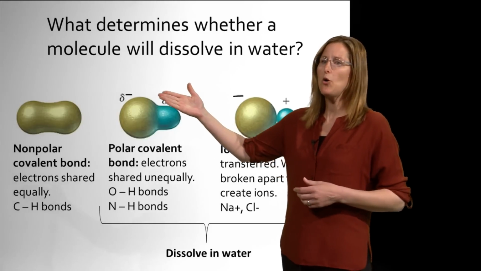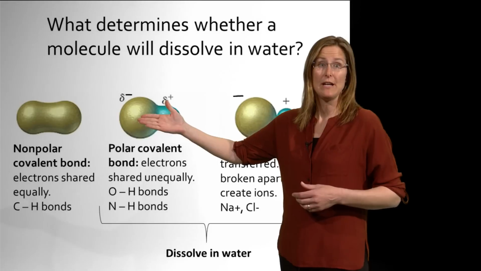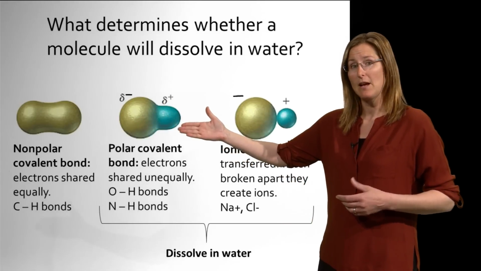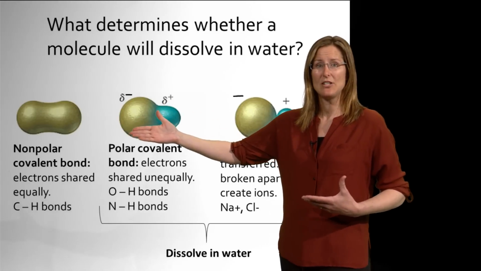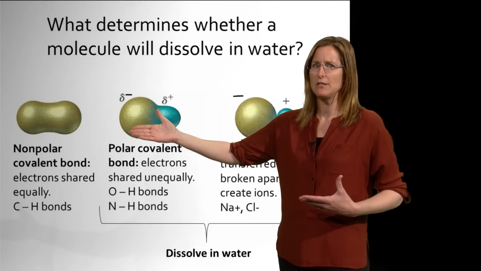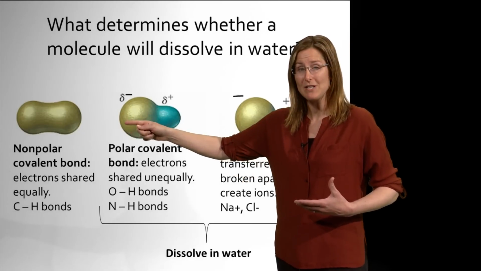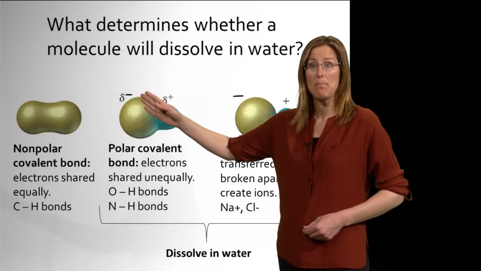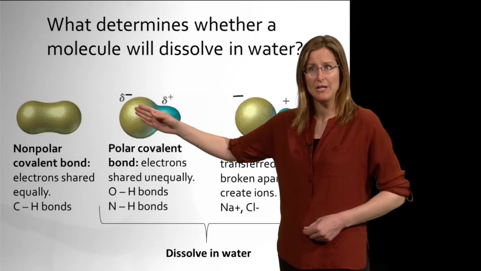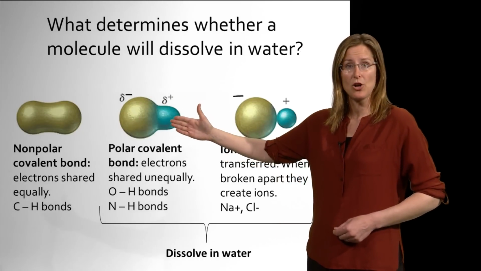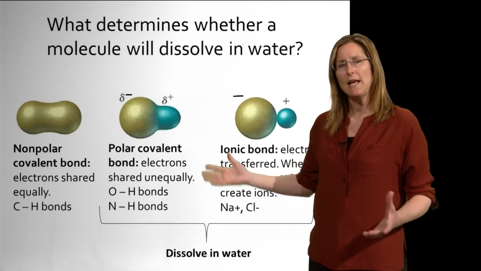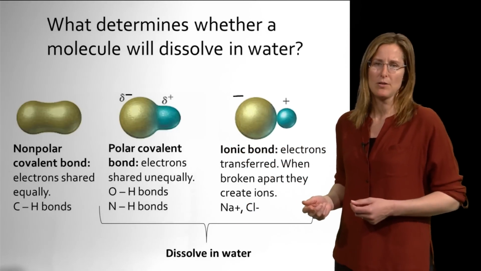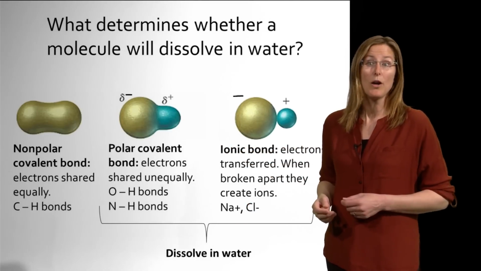Imagine that this yellow atom represents nitrogen and the blue atom represents hydrogen. Nitrogen has a strong attraction for electrons, so it will pull hydrogen's electrons towards it most of the time. This brings on a partial negative charge for nitrogen and a partial positive charge for hydrogen. The same goes for oxygen bonded to hydrogen, as in the case of water molecules.